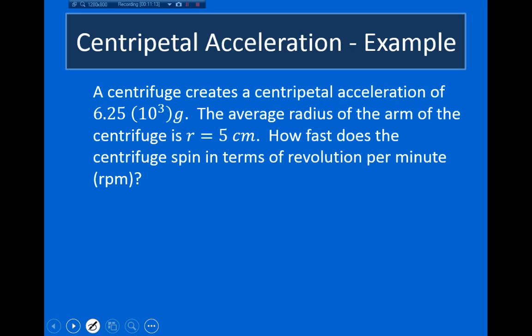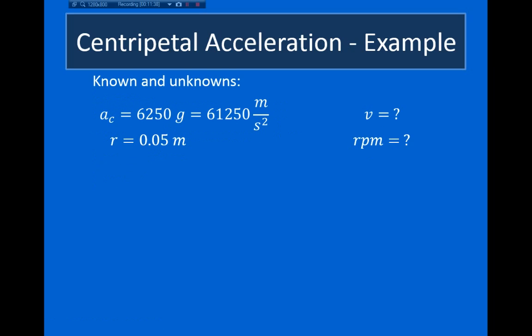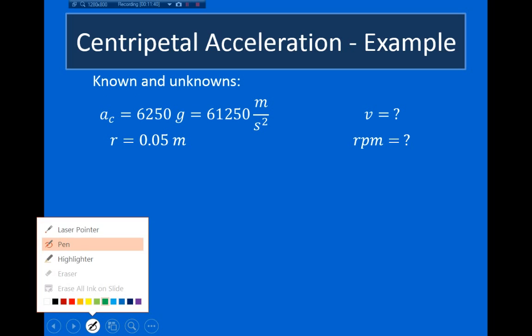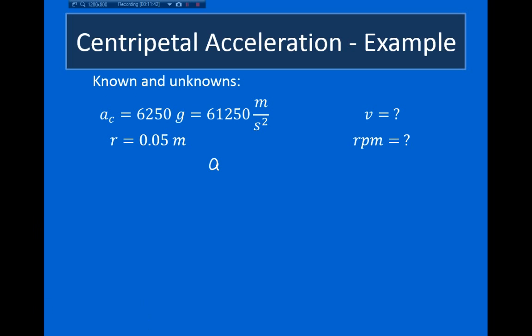The first example says a centrifuge is used to create an acceleration of 6,250 Gs. The radius of the centrifuge is 5 centimeters long. How fast does the centrifuge have to spin in terms of revolutions per minute? Okay, so the first thing we need to do is figure out how the revolutions per minute are related to the velocity. The reason is because the centripetal acceleration is equal to v squared over r.